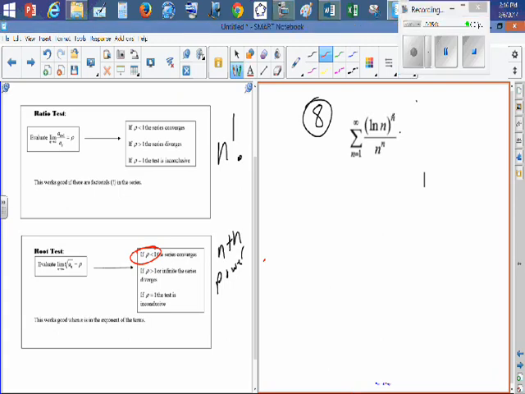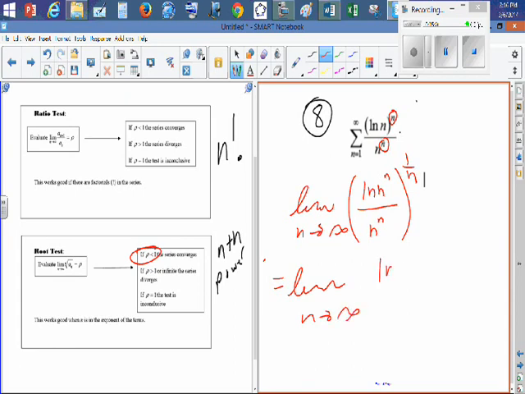Well, I see a lot of nth powers here. So I'm going to go ahead and use the root test. I don't see any factorials. So I'm going to take this ln n to the n divided by n to the n, and I'm going to raise it to the 1 over n power. Well, that simplifies nicely.